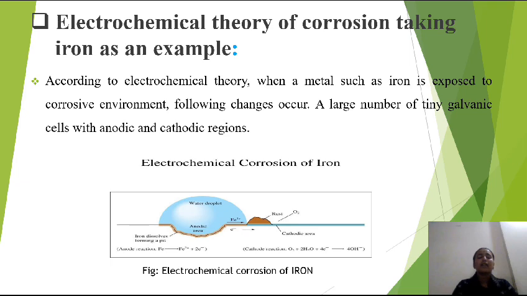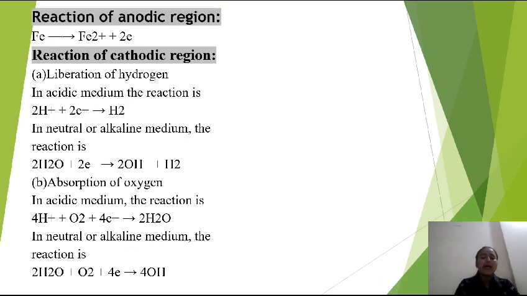Next, let us discuss the electrochemical theory of corrosion, taking iron as an example. According to electrochemical theory, when a metal such as iron is exposed to a corrosive environment, the following changes occur. A large number of tiny galvanic cells form with anodic and cathodic regions. See the figure: water droplet and anodic area, where iron dissolves forming a pit, and rust and cathodic area.